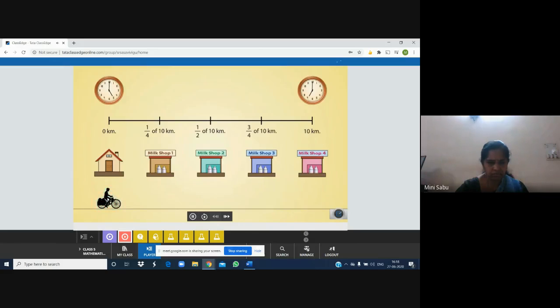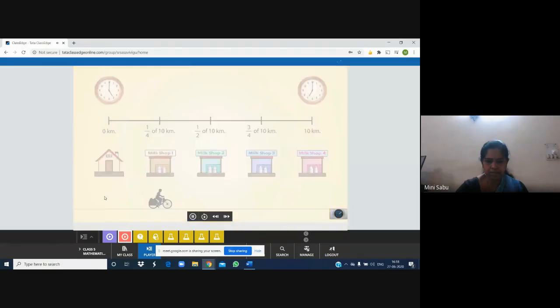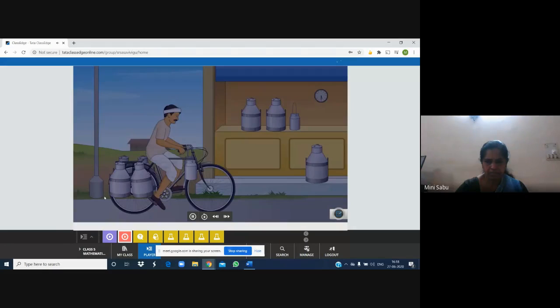Click the bicycle to go to the first milk shop. Okay, I'm clicking on Kishori Lal's bicycle.